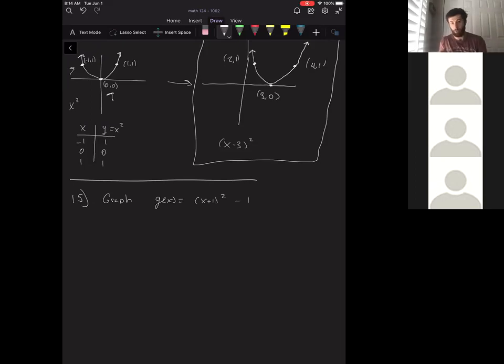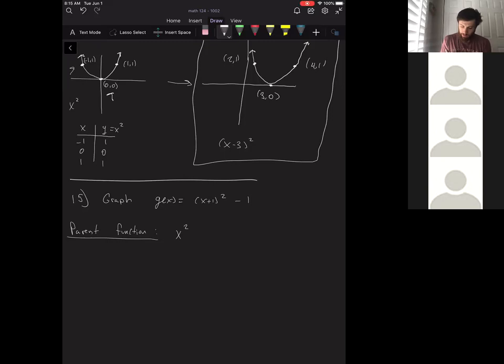All right, so just like before, the first thing we need to do is find the parent function. So our parent function here, like we said before, all we do is we look at our equation and we get rid of every number that's not an exponent. So we get rid of this number, and we're going to get rid of that number. And all we're left over with is x squared. So our parent function is going to be x squared.